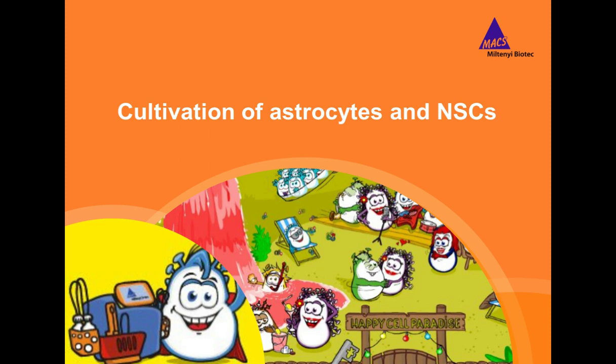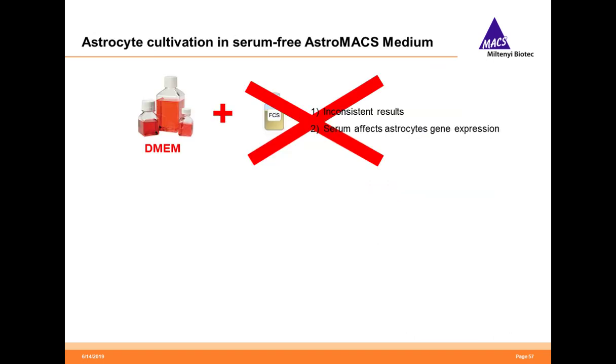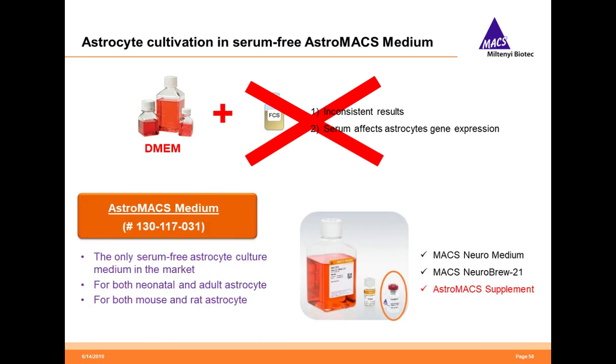So in the last part, we have now a look on the cultivation of the astrocytes as well as on the cultivation of the neural stem cells. We have the separated cells, and that can be now processed by different downstream applications like flow analysis, sequencing, or cultivation, for example. And in case of the cultivation, usually serum-containing homebrew media are used, and this leads to inconsistent results. And one drawback is also that the serum really affects the gene expression.